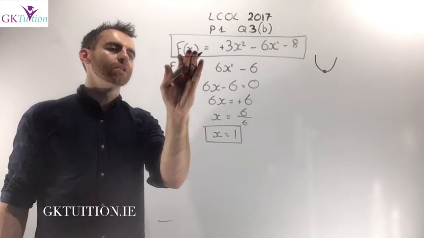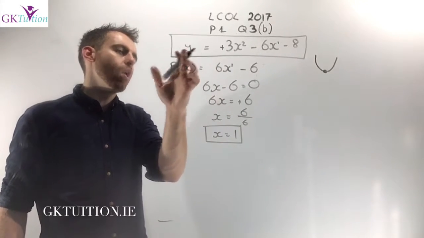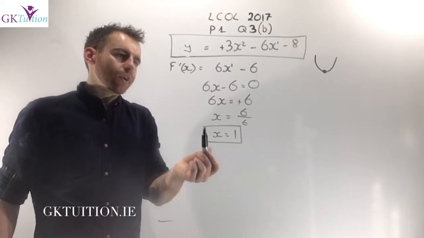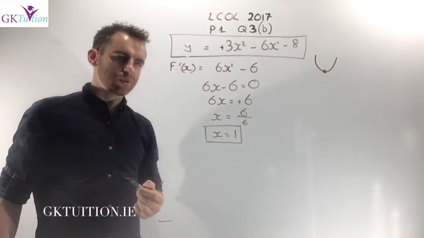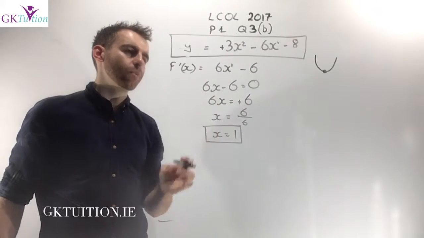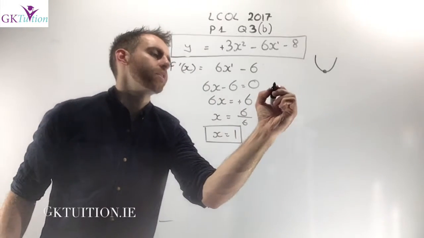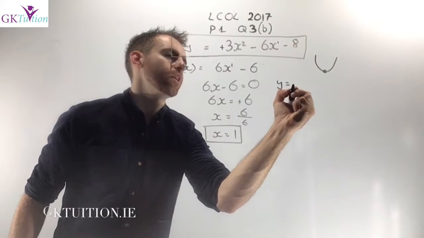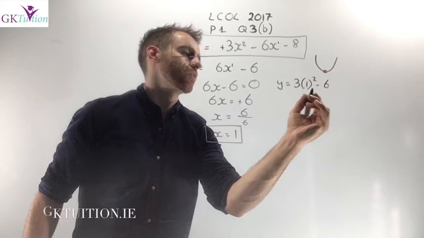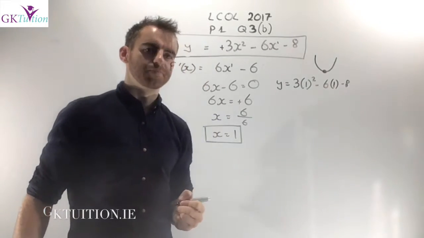When you're dealing with functions, you're allowed to view the f of x as if it's a y. So we could view this as y equals 3x squared minus 6x minus 8. I need to work out what the value of y is when x is equal to 1. So that means I'm just going to sub into this. Everywhere there's an x, I'm going to sub in a 1 and work out what is the corresponding value of y. So if I just rewrite this equation, y would be equal to 3 times, and I'm subbing in my x value, so it's 3 times 1 squared minus 6 times 1 minus 8.